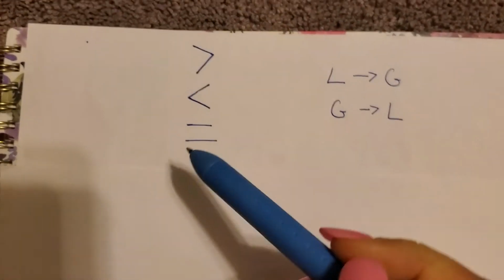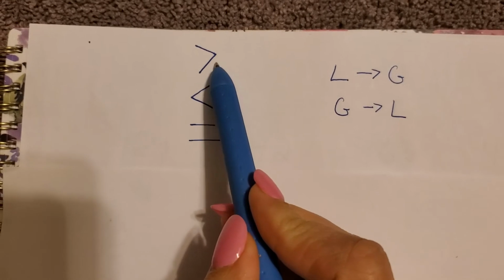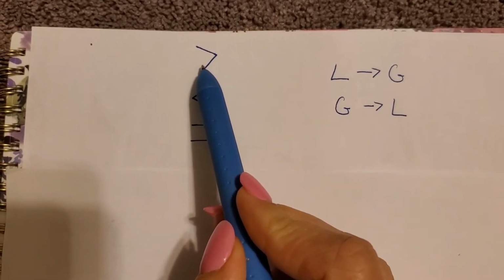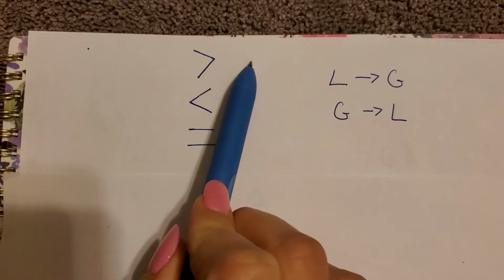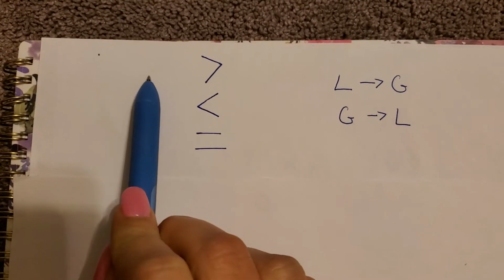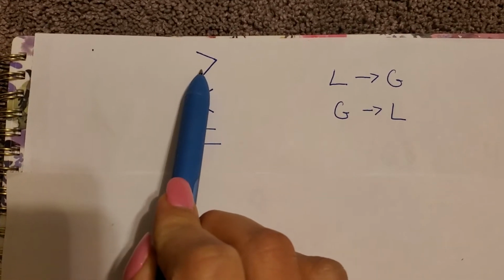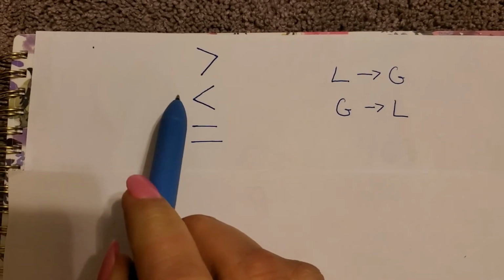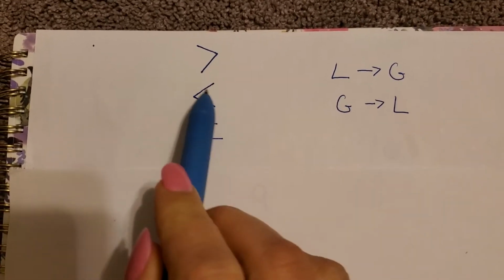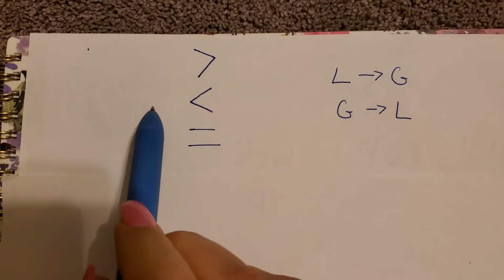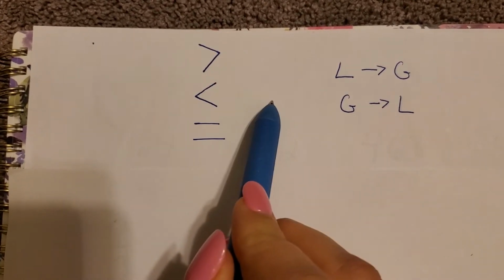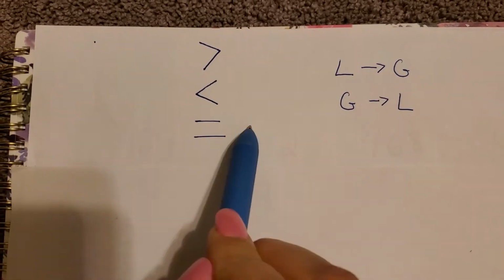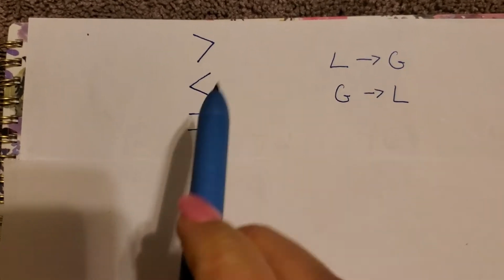So we have some symbols that we're going to be working with this week, and this is the greater than sign. And when we read, just like in a book, we read the equation from left to right. So we would say this number is greater than this number. And this symbol is called the less than symbol. We would say that this number is less than the number on the right. And if the numbers are exactly the same, they are equal to.